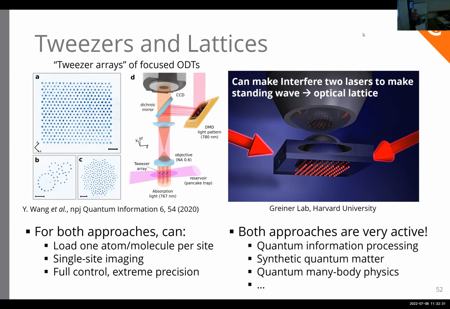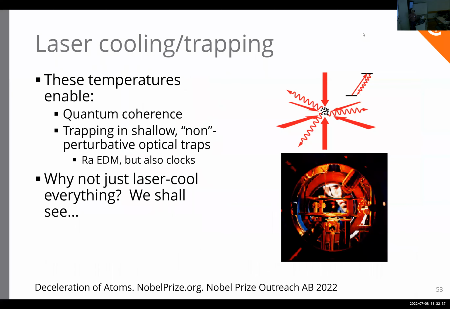So you can do a lot with them, and these approaches are both very active. Laser cooling and trapping let you get to these very low temperatures where you have good quantum coherence. You can trap in these non-perturbative optical traps that don't rely on photon scattering, so they really don't scramble up the wave function.